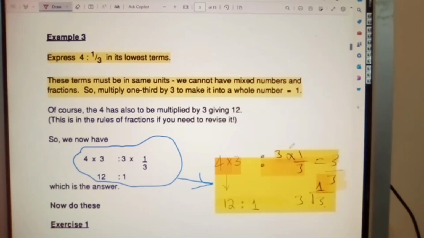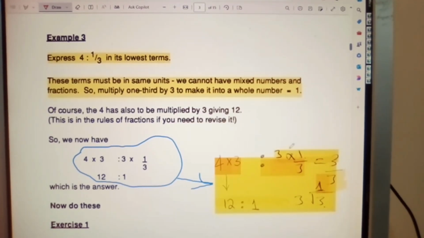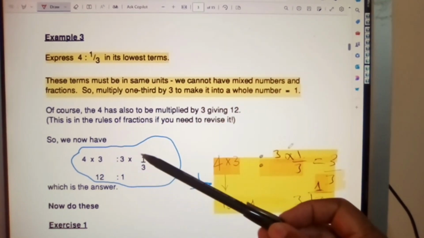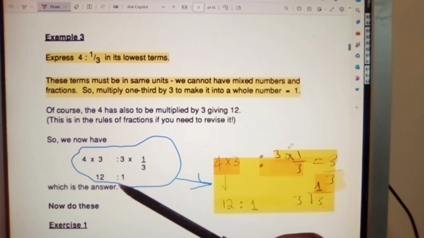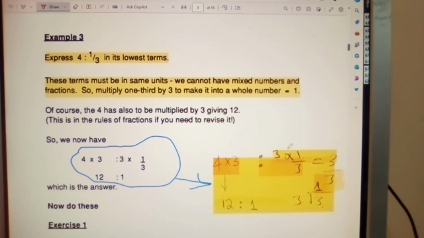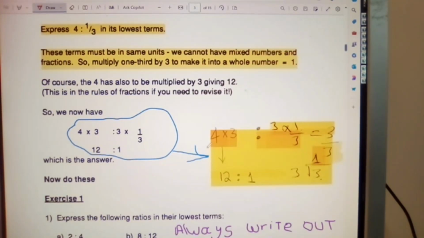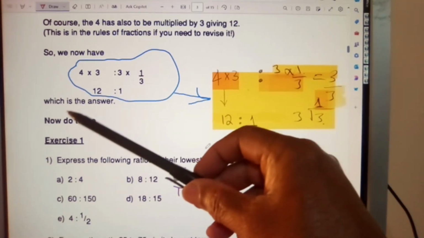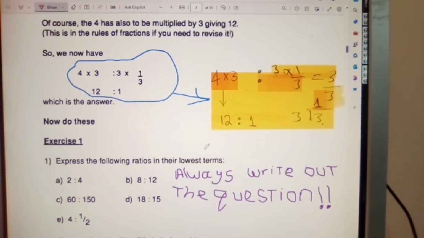Of course, the 4 has also to be multiplied by 3, giving 12. This is the rules of fractions if you need to revise it. So we now have 4 times 3, 3 times 1, that comes out as 12 to the ratio of 1. 12 to the ratio of 1. Simply, 3 divided by 3 equals 1, which brings it down to its lowest term, which is the answer. You can't go any lower than that.